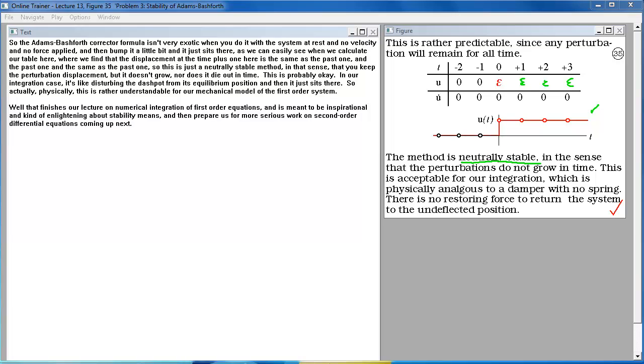Well, that finishes our lecture on numerical integration of first-order equations, and it's meant to really be inspiration and kind of enlightening about what stability means, and then prepare us for more serious work on second-order differential equations coming up next.